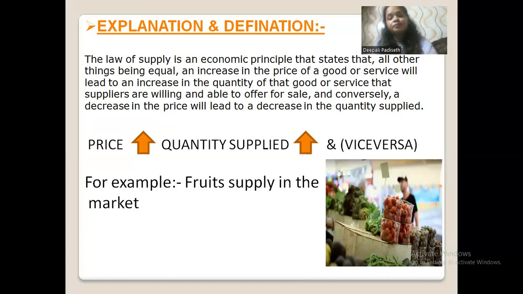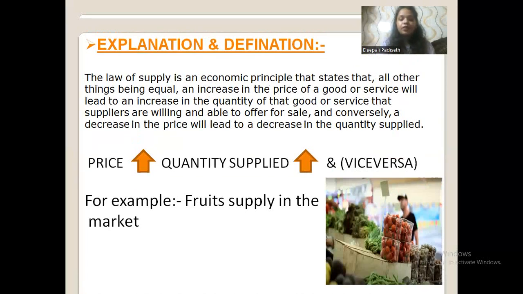For example, let's say fruit supply in the market. When the price of fruits increases, then the vendors will focus on making more fruits available in the market to make more profit. Just like that, when fruit prices decrease, they do not focus on it. So a producer supplies a product only when they get more price or more profit, and if the price is less, then the supply will also be less.